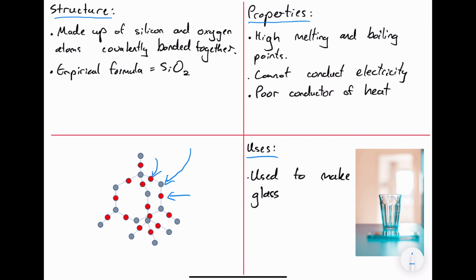Properties of silicon dioxide include high melting and boiling points. It cannot conduct electricity because there are no delocalized electrons, and it is also a poor conductor of heat. Common use of silicon dioxide is to make glass. It is the main component of glass.